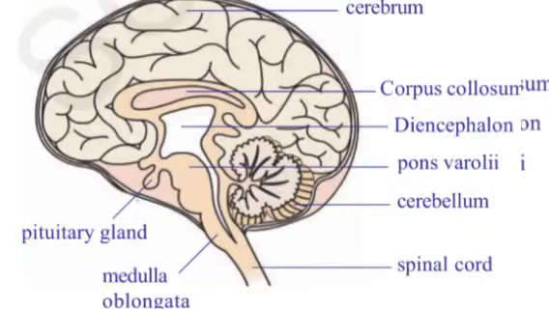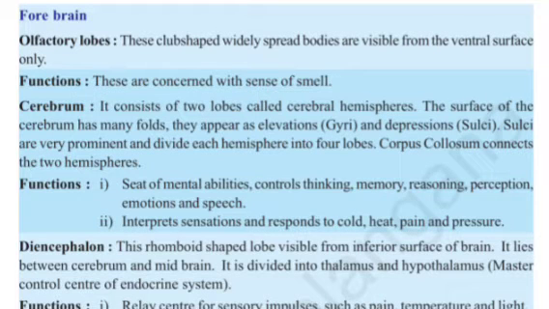Today we are discussing the brain parts and their functions. The forebrain contains olfactory lobules. They are club-shaped, widely spread bodies, visible on the ventral side of the body. The function of the olfactory lobules is smelling.